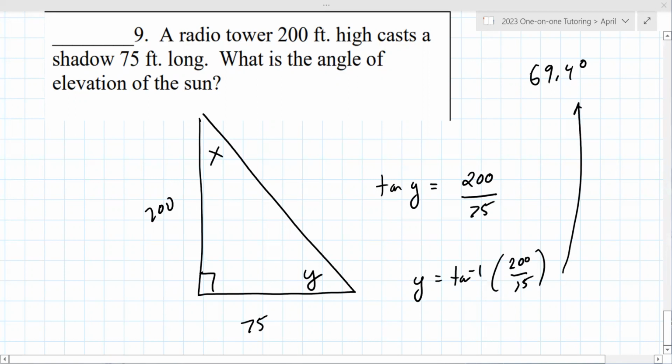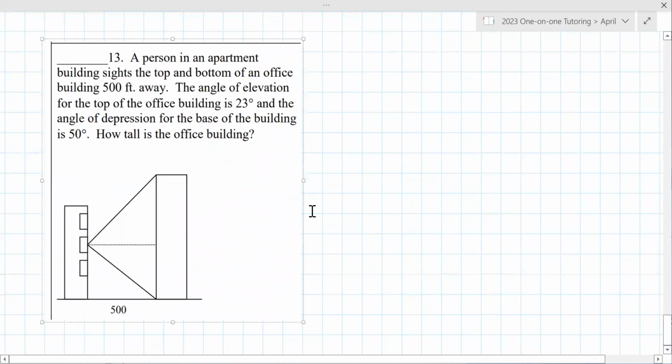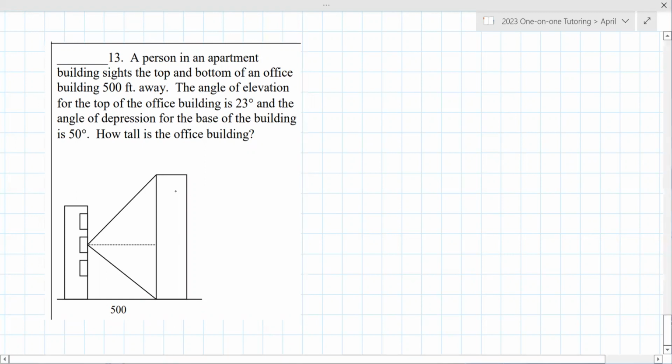All right, good job on that. So here's a problem I thought might be good to do. I'll give you the picture to go along with it. A person in an apartment building sights the top and bottom of an office building 500 feet away. The angle of elevation for the top of the office building is 23 degrees. The angle of depression for the base of the building is 50 degrees. How tall is the office building? So they're looking for this height over here. Any idea how to work out this problem?